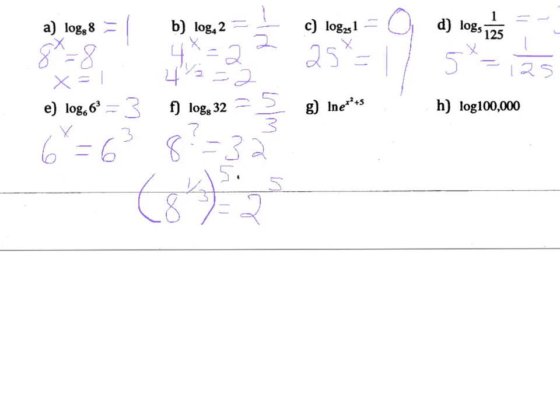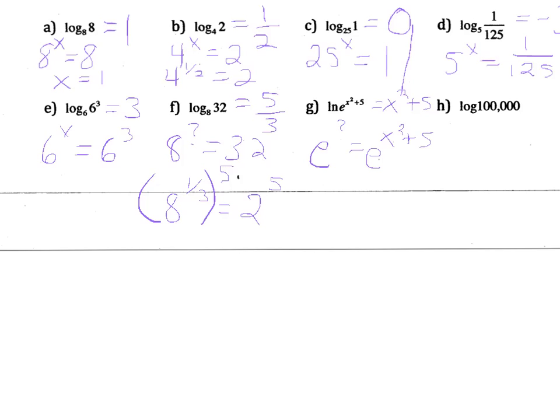For G, the question is e to the what power, because remember we really have a base of e, equals e to the x squared plus 5. So it would just be x squared plus 5. Also, another thing that you can remember is that if ln and e are ever next to each other, they just cancel each other out.